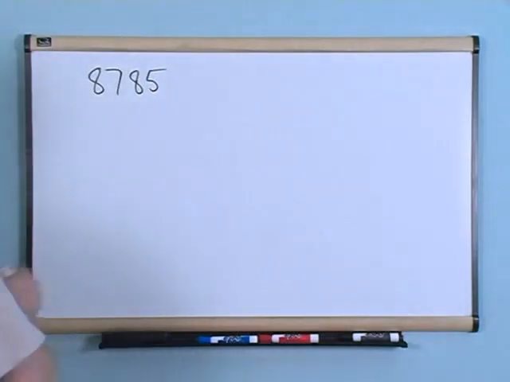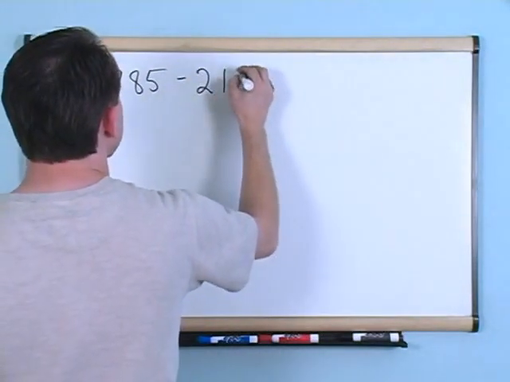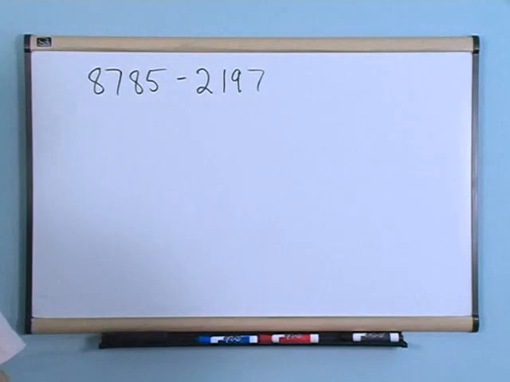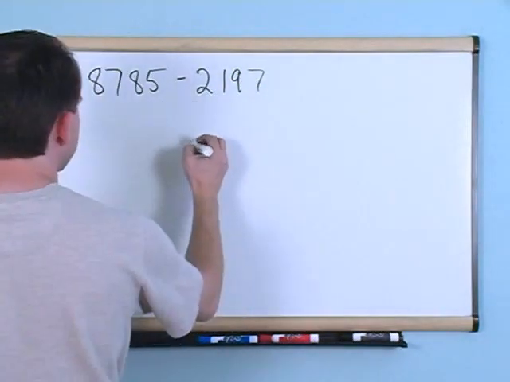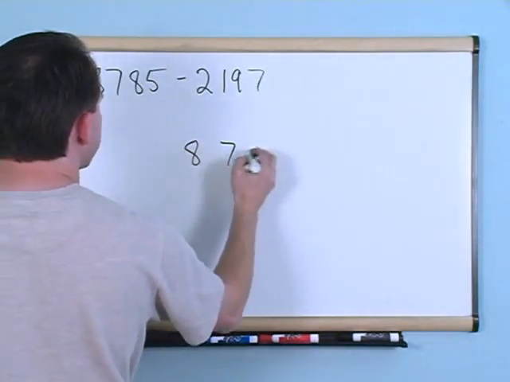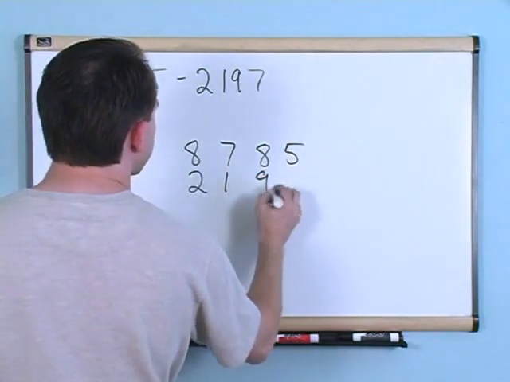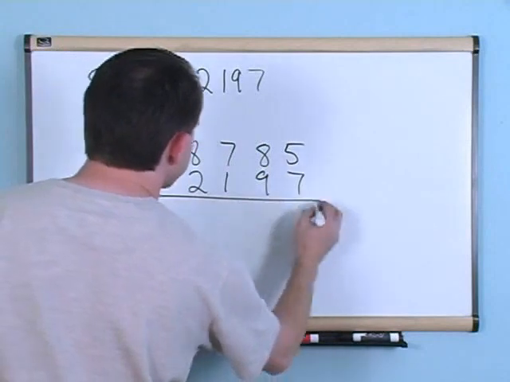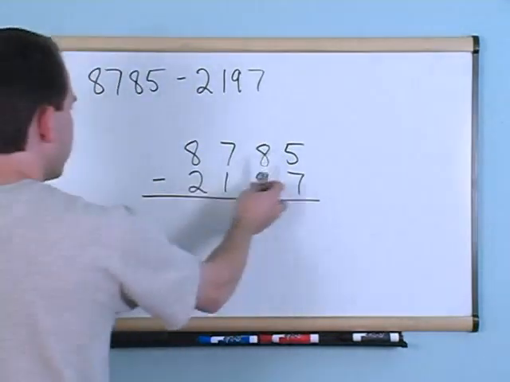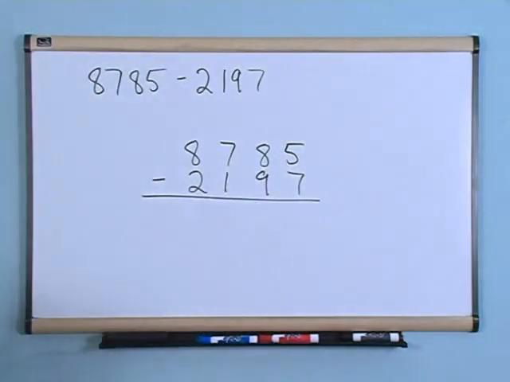8,785 minus 2,197. So if I want to do this, I'm going to write the big number on the top, 8,785 minus 2,197. I'm just going to write it like this. And I wrote my numbers spaced apart so I can do some borrowing if I need to. Okay?